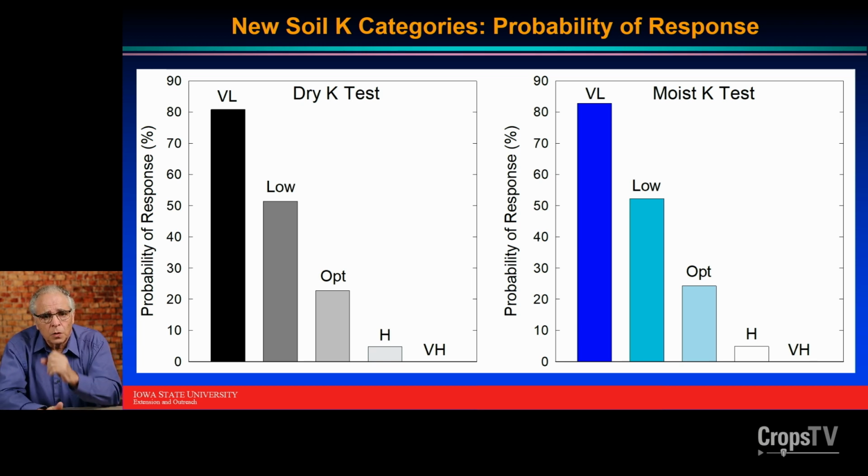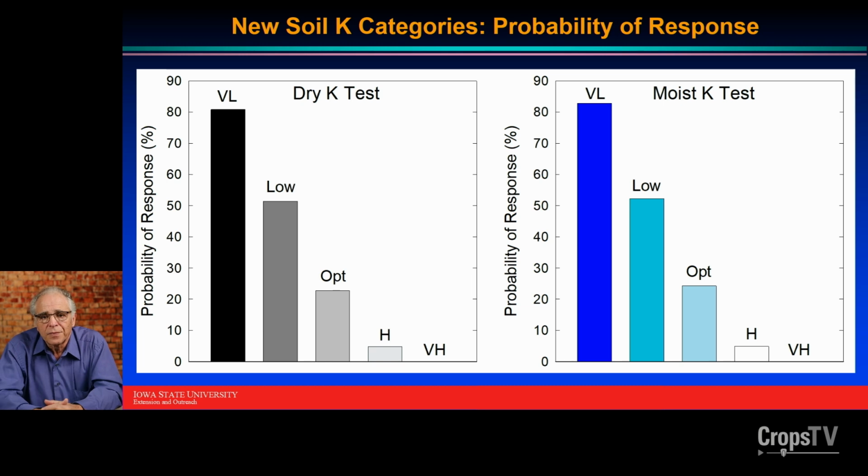On the left, we have the probability of a response for the dry test, and on the right the probability of response for the moist test. Okay, as I showed for the phosphorus similar graph, for the dry test we have almost 80% probability of response. For the low is 50, for the optimum is under 25%, for the high is 2-3%, and for the very high essentially the probability of response is 0.